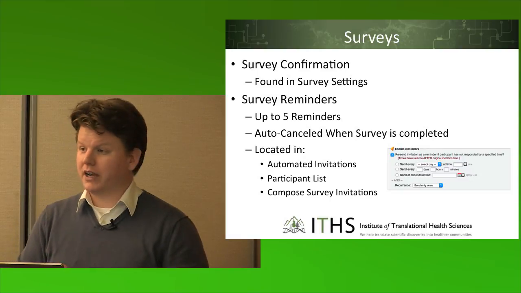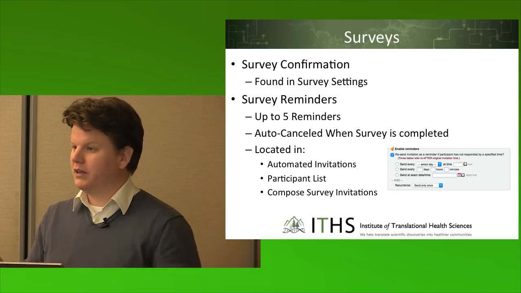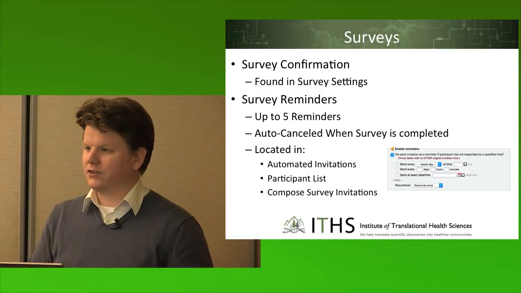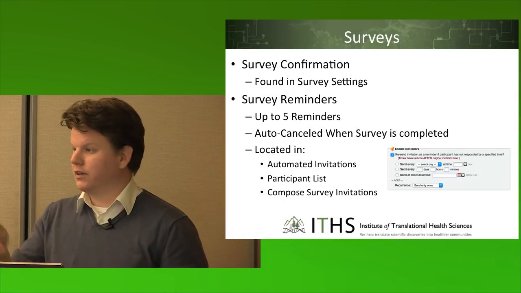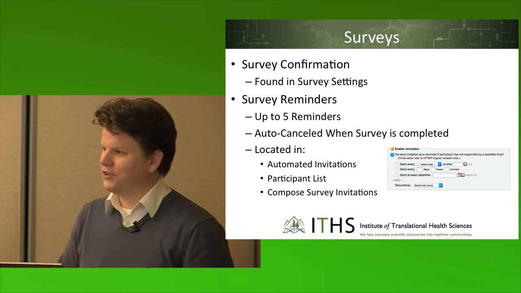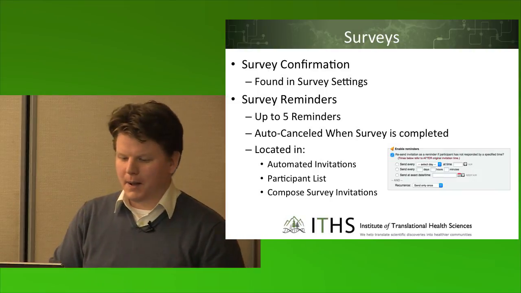So. Survey reminders, I mentioned it earlier, up to 5 reminders. Each reminder is auto-cancelled when the survey is actually filled out, so you can set up 5 reminders for everybody, but if you fill it out immediately, then your 5 reminders get cancelled. You fill it out after the 3rd reminder, then your 4th and 5th get cancelled, and if you didn't fill it out, then you get all 6 emails, the initial one plus 5 reminders. So that's how it will work.